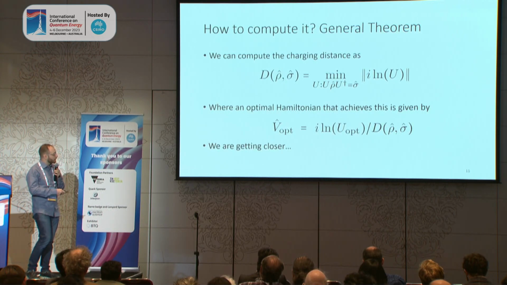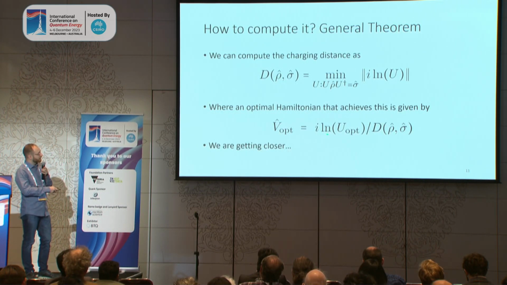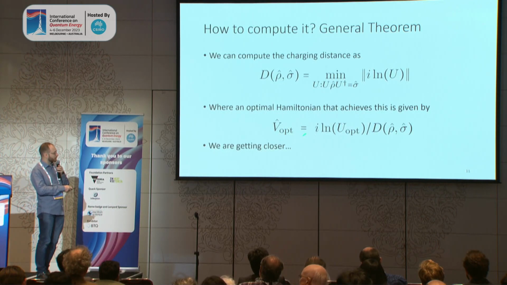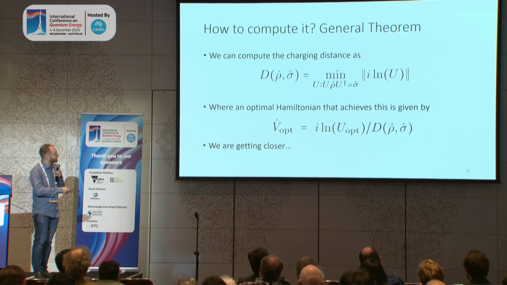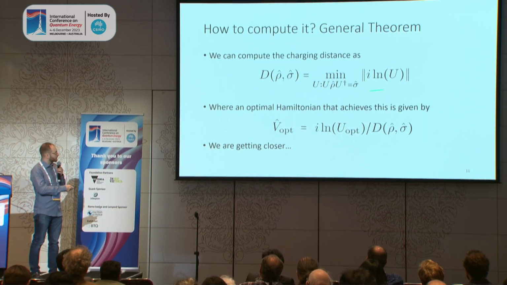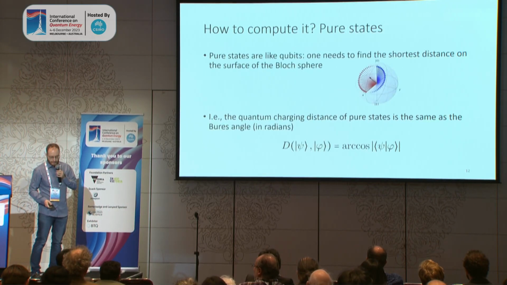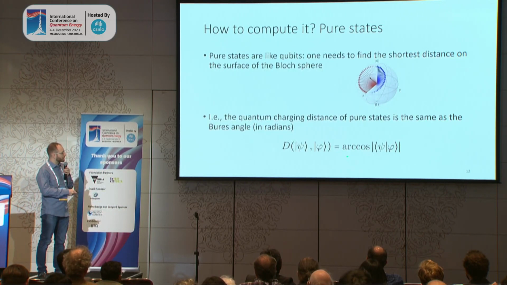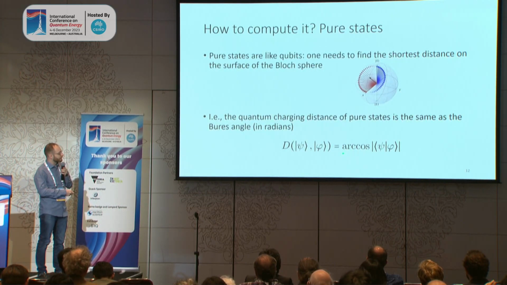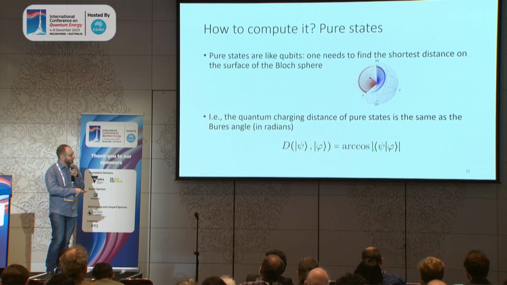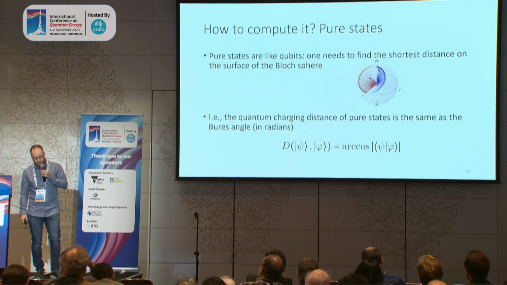However, for pure states, the optimal Hamiltonian can be computed. Actually, no, this is for all states. The optimal Hamiltonian can be computed like this. It still doesn't give an exact prescription for how to compute it, because the optimization is not that easy to do. But for pure states, we actually derived the formula for it, and it's equal to the Bures distance, not the Bures angle. What you notice here is that this depends only on the overlap.